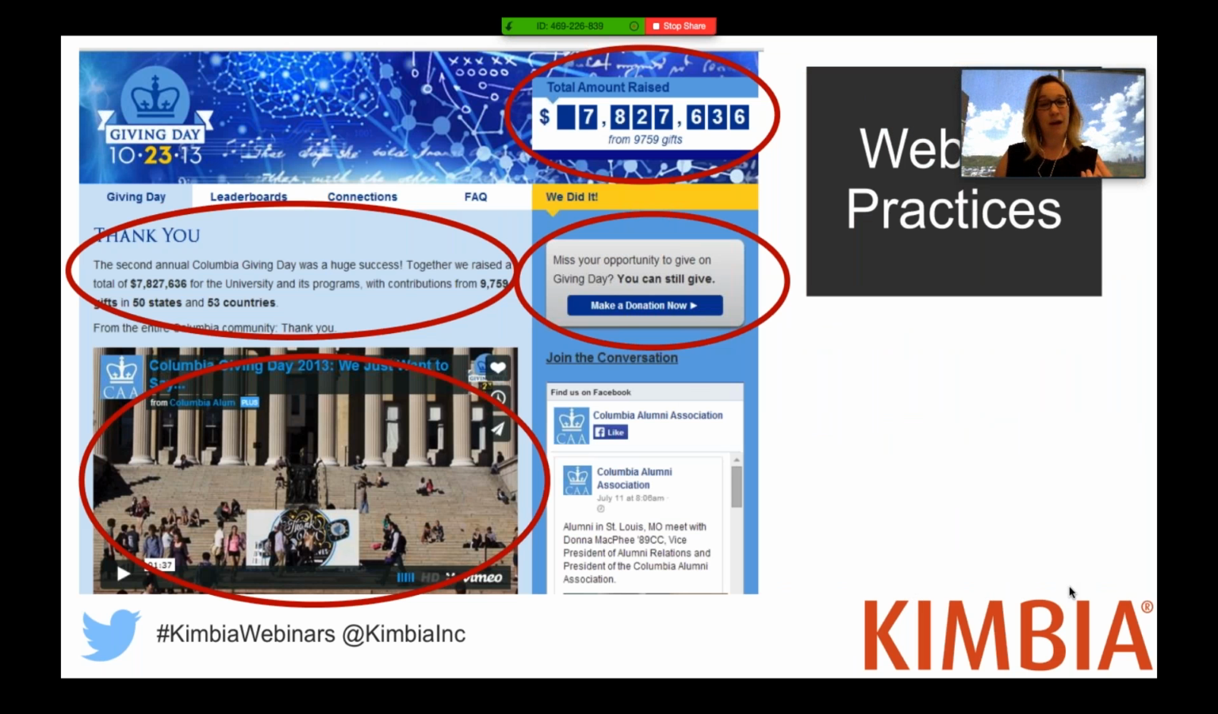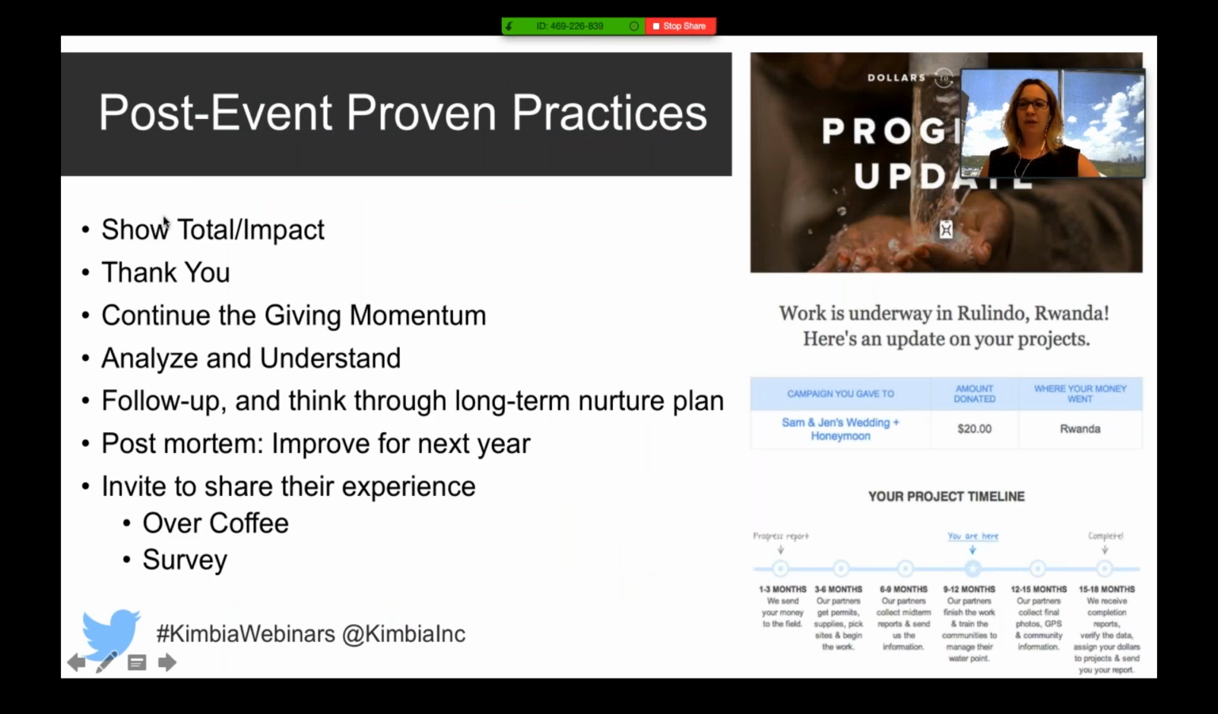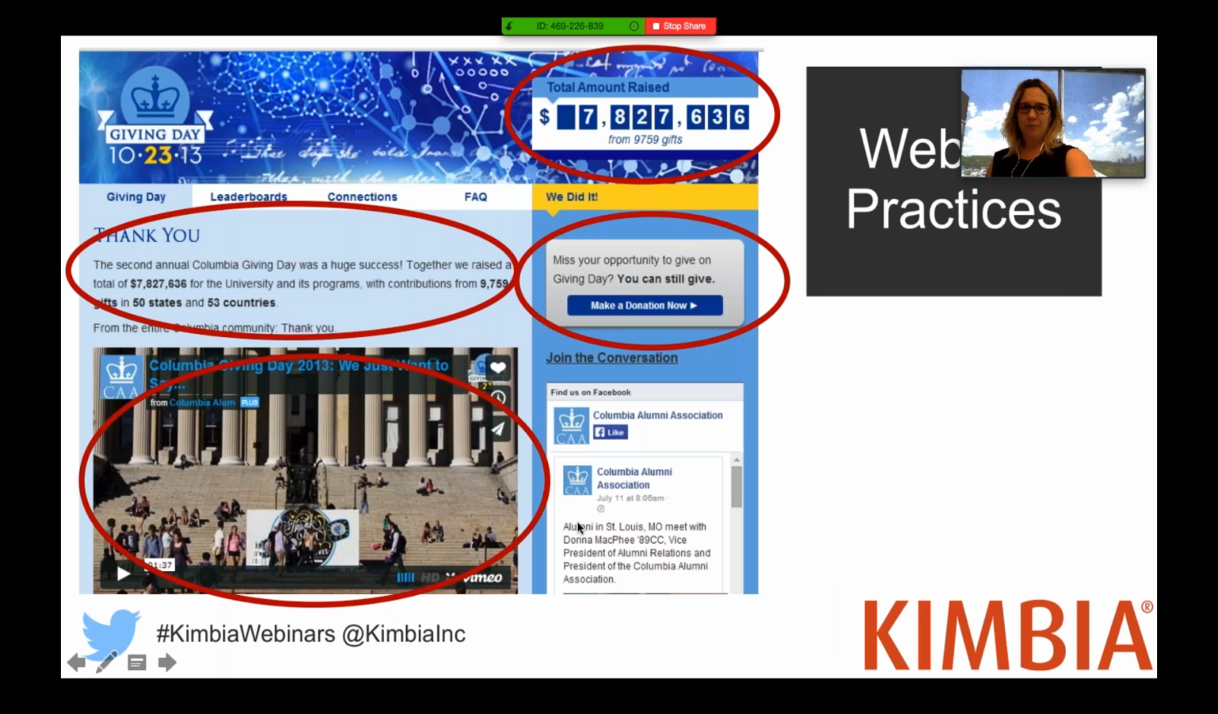Okay, website practices. Here's a good example of a post-giving day website experience where after the day they said thank you. Over here, in that left oval circle, it shows the amount, how many gifts were made, and how many states and how many countries, the post-event numbers. You see the leaderboard total up at the very, very top.